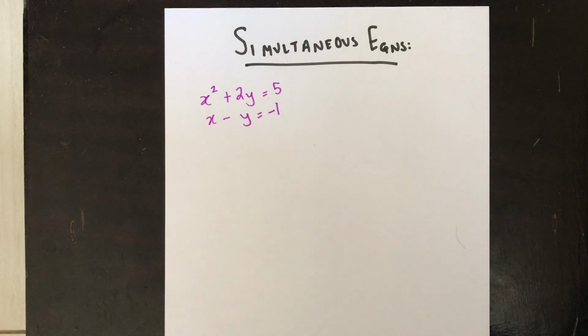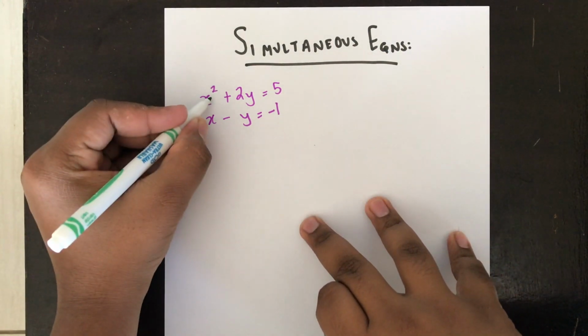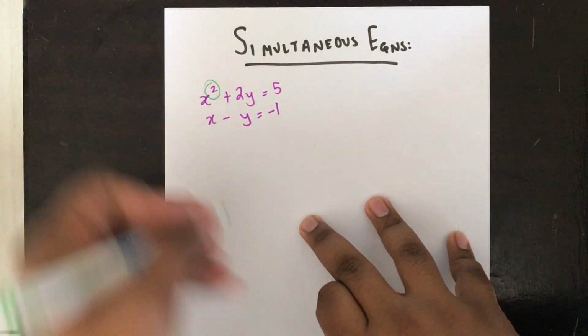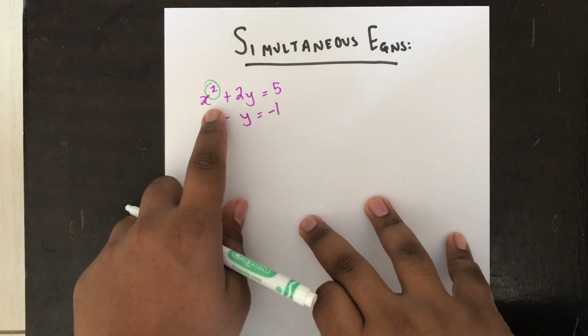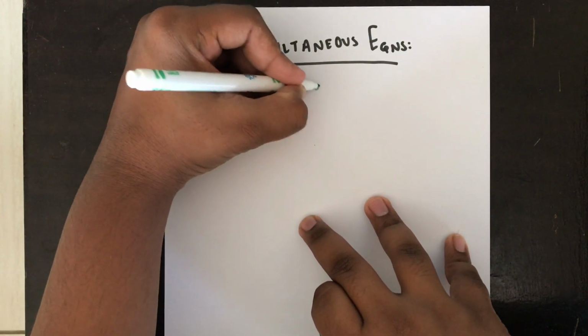We'll be solving a non-linear type of simultaneous equation. A non-linear simultaneous equation is an equation that has a power. So in this case we have x squared. Because there is this 2 as the power, this equation becomes non-linear.